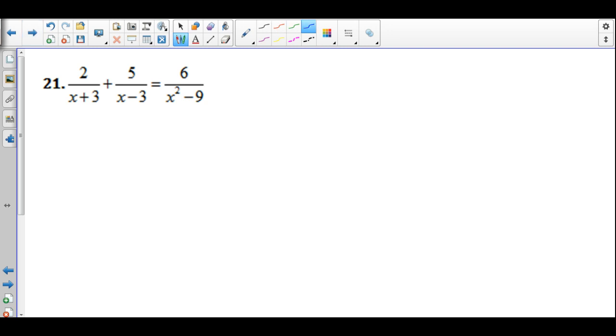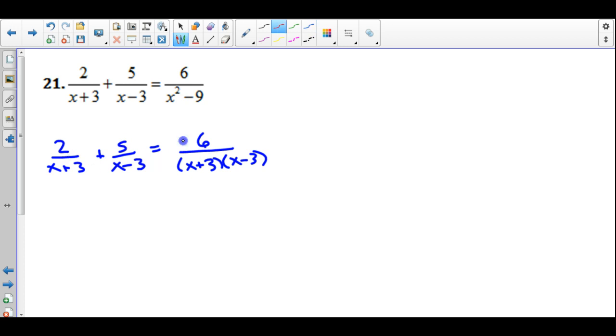Next one. So notice I have a couple things going on the left side. What you could do first is actually find a common denominator on the left and subtract those two. What I'm going to do is find a common denominator for this entire thing. So I'm going to leave this as 2 over x plus 3 plus 5 over x minus 3. I'm going to set that equal to 6 over x plus 3 times x minus 3. So it's the factored form of that.